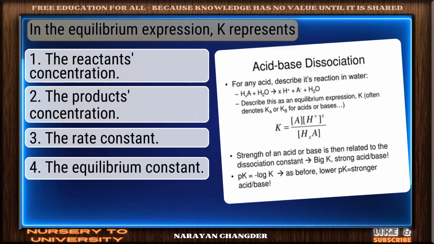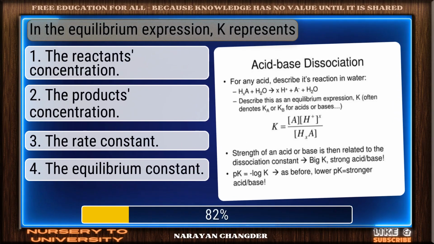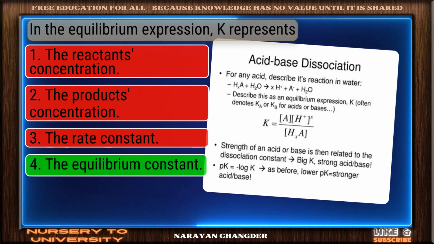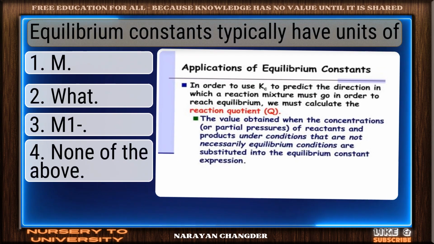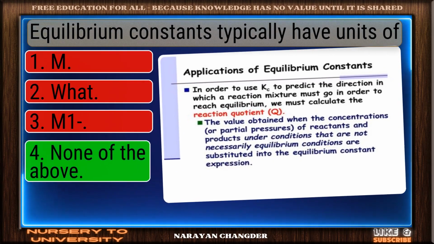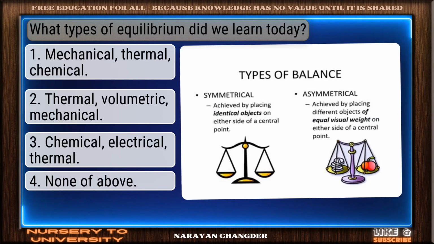In the equilibrium expression, K represents. Good thinking. The equilibrium constant is the right answer. Equilibrium constants typically have units of. Perfect. None of the above is the correct choice.